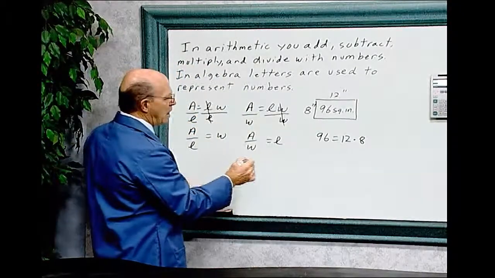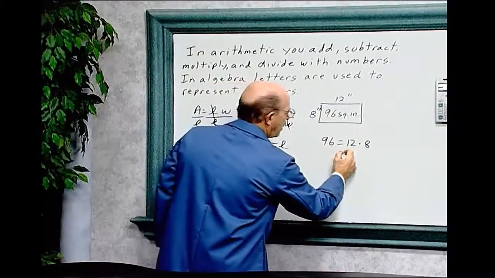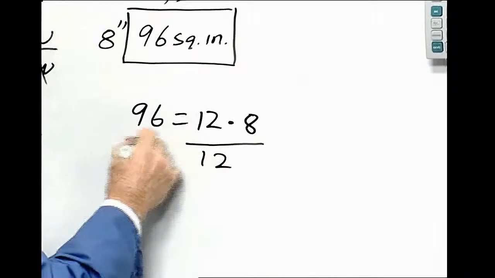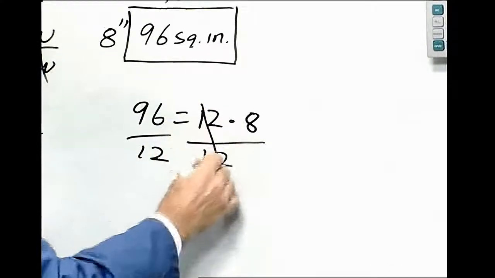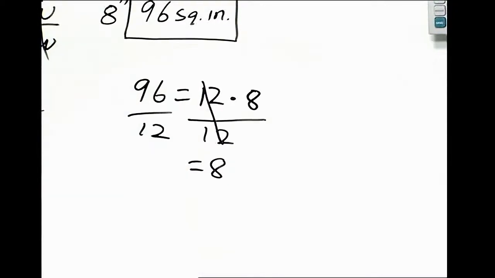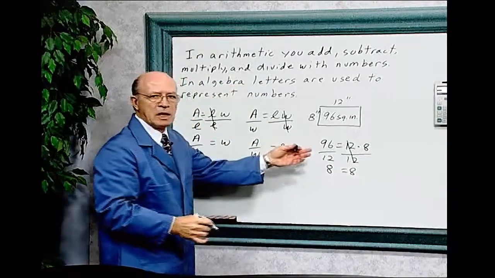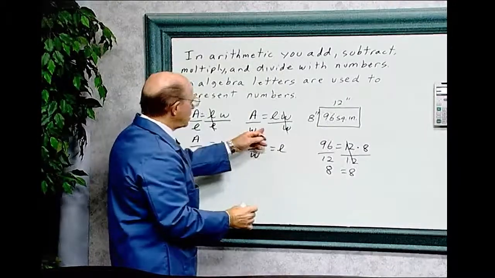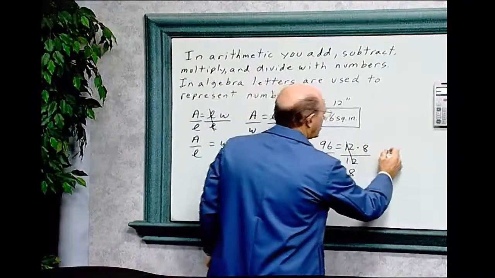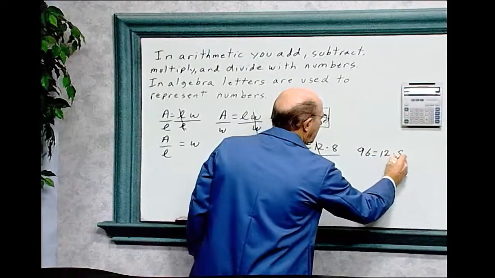Let's divide each side by L, or by 12, divide each side by 12, and this cancels out, so W equals 8. 12 divided into 96 equals 8. Let's do the same thing over here. Area equals 96 equals 12 times 8.